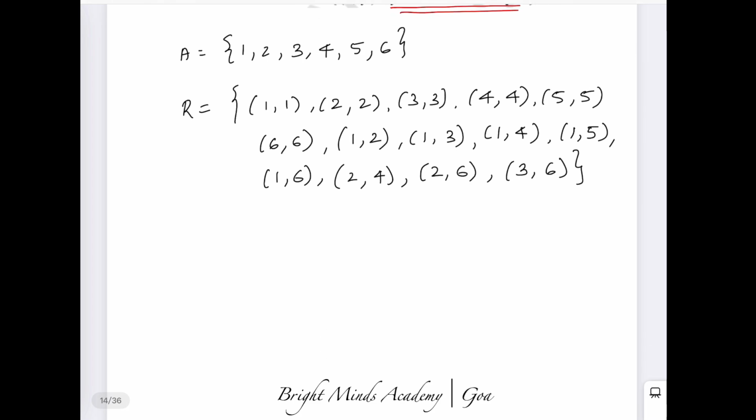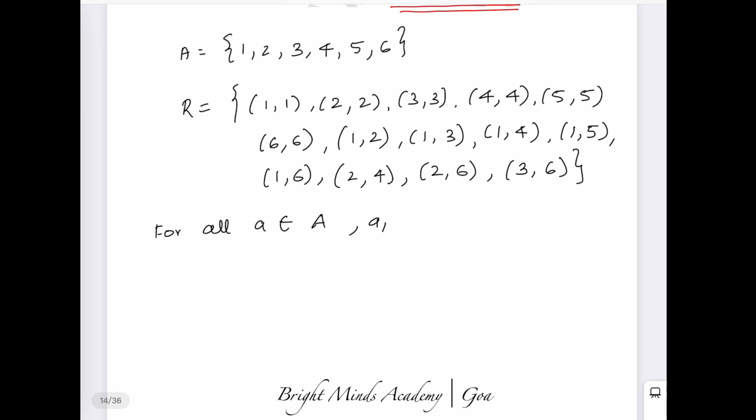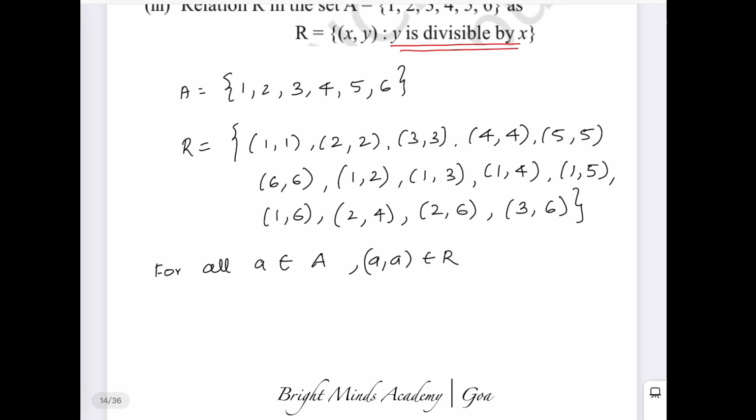Now what we can say here is, for all a belonging to the set A, a comma a will belong to the relation R. Why will a comma a belong to the relation R? Because if you use this condition right here, a is divisible by itself.